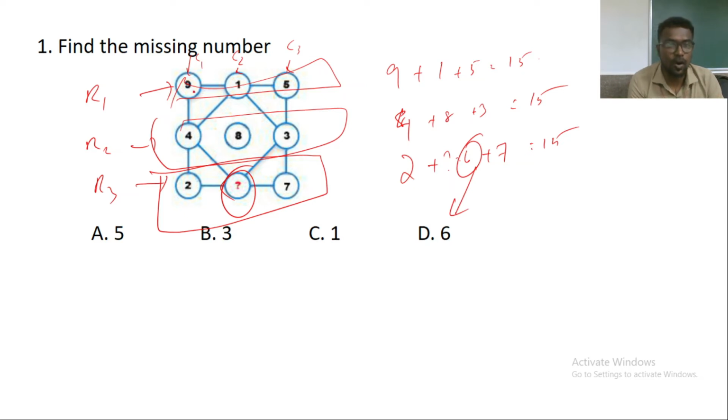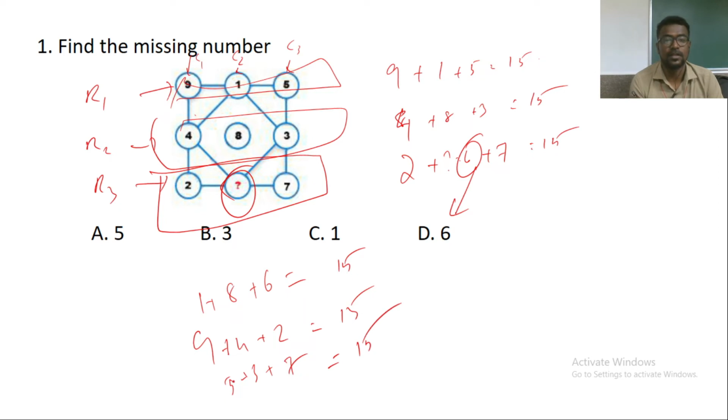Let's try column wise. If we add these 3 numbers, 9 plus 4 plus 2, it is again 15. And if we add 1 plus 8 plus the question mark as 6, again it gives 15, and 5, 3, 7 is also a sum of 15. So the question mark will be replaced by the number 6, which is in option D. I hope you got an idea about this question.